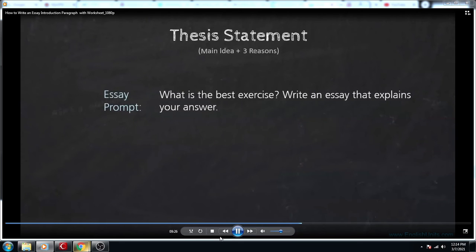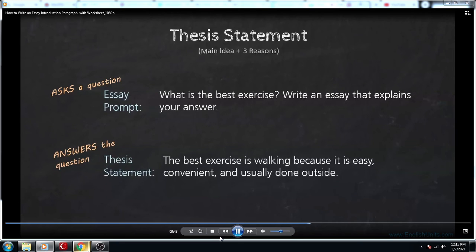Remember, the essay prompt asks a question. For example, what is the best exercise? Write an essay that explains your answer. The thesis statement answers the question in the prompt. For example, the best exercise is walking because it is easy, convenient, and usually done outside.